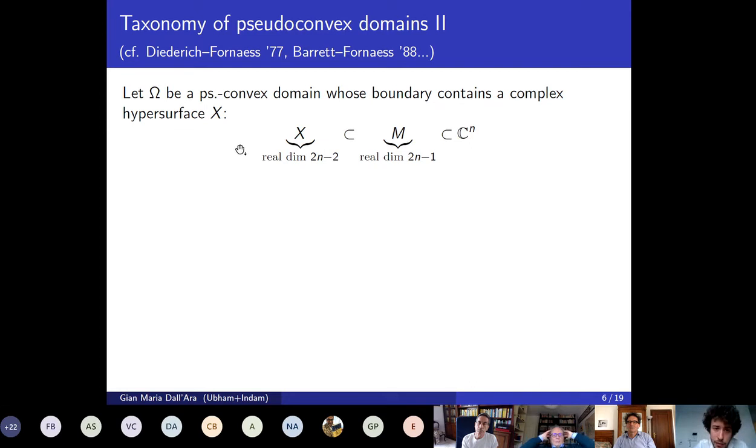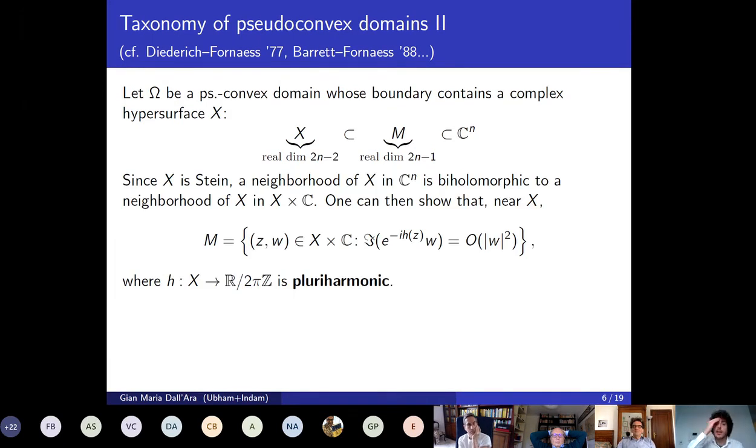I'll consider a case of a complex hypersurface X. So X, a complex hypersurface, will be from the real point of view a smooth submanifold of Cn of real dimension 2n minus 2, so of codimension 1 inside the boundary. So this is a very specific situation. So when a domain contains in the boundary a complex hypersurface, then the following can be observed. First of all, the submanifold X, the complex hypersurface, as a hypersurface in Cn, is Stein. Okay, I'm being a bit sloppy about the precise definition of the boundary of X, so I just want here to convey the structure of the problem.